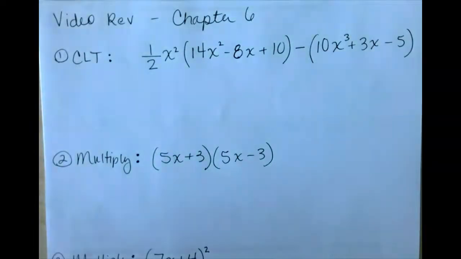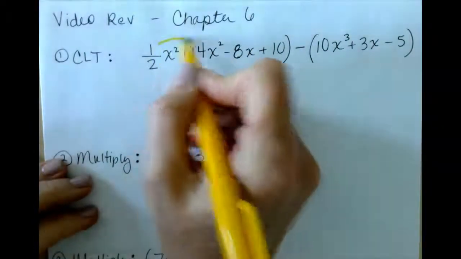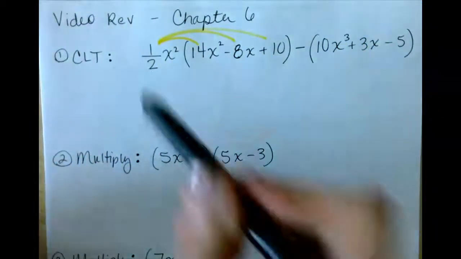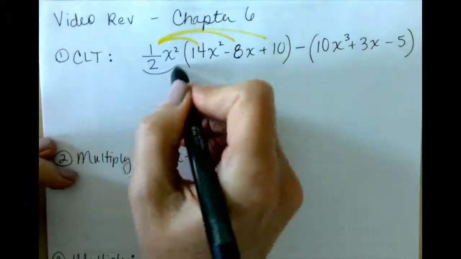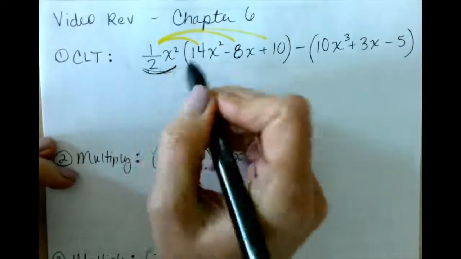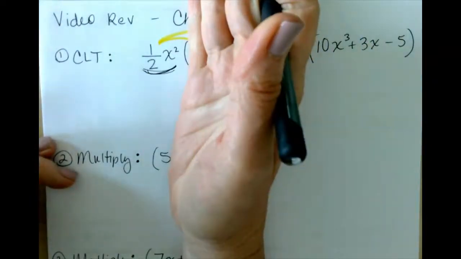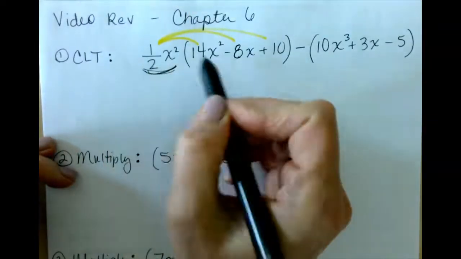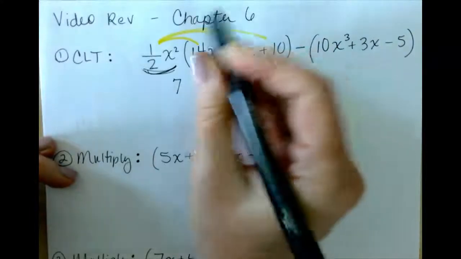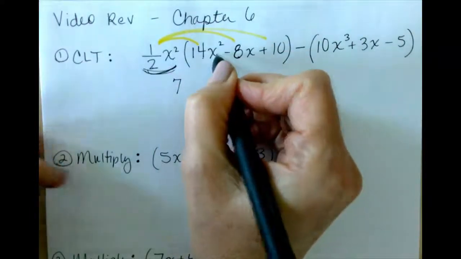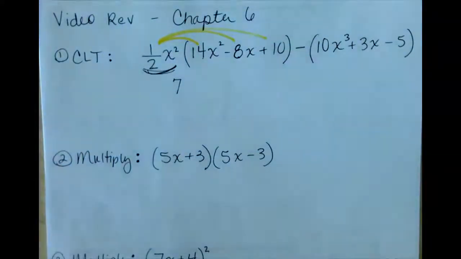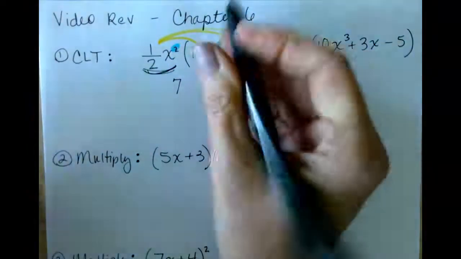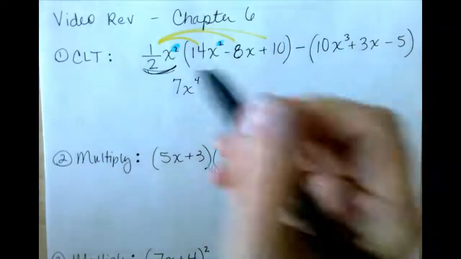And in this case, we need to use the distributive property first. And on the first part, we're going to be distributing this monomial. Look, there is no plus or minus, so we're going to distribute it straight through. 1/2 times 14 is 7. X squared times x squared. Remember, we're going to add these exponents because we're multiplying. That is x to the 4th.